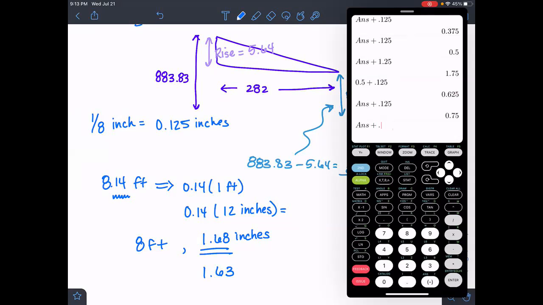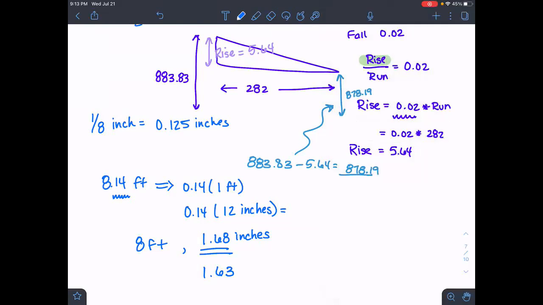Or 0.75. Yeah, so I would say rounding down by 0.05 is probably closer than rounding up by 0.07, if that makes sense. I think the goal here is really that you are writing your final answer in inches. So being able to get that 0.14 feet is actually 1.68 inches, so almost 2 inches there.